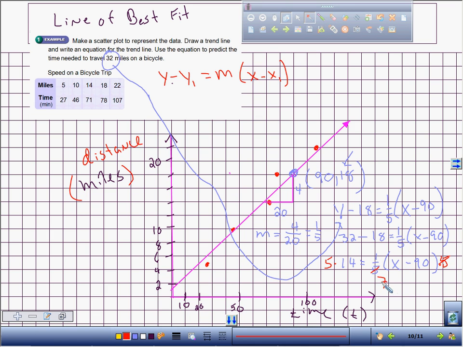And I get 70 equals x minus 90, right? And then what do I do? That's 90. Add 90 to both sides. Plus 90, plus 90. And I get x equals 90 plus 70, which is 160. So that's how many minutes it would take you to go 32 miles, according to your graph.